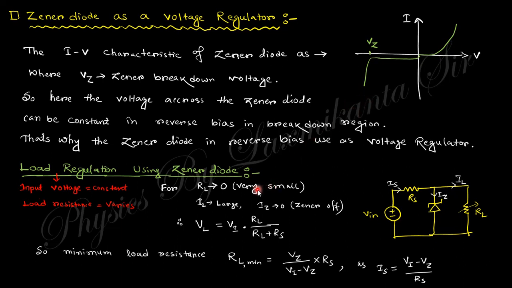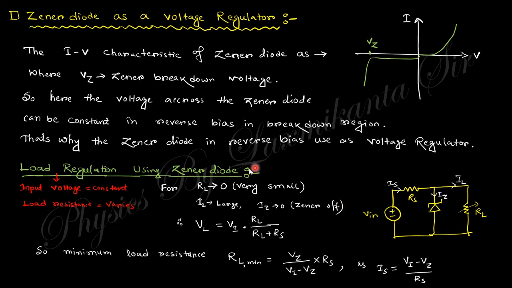You can see you can make the line regulation or the load regulation with this Zener diode circuit. You just connect this Zener diode with the series resistance, and this is the input voltage and this is the load resistance. Now load regulation is nothing but when the load resistance is variable. So the input voltage is constant and the load resistance varies. For very small value of RL, the IL must be very large. So if this is very large, the IZ becomes 0.